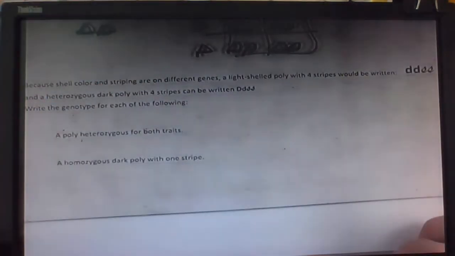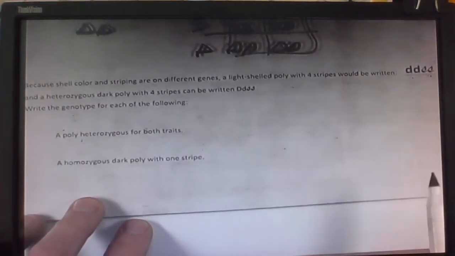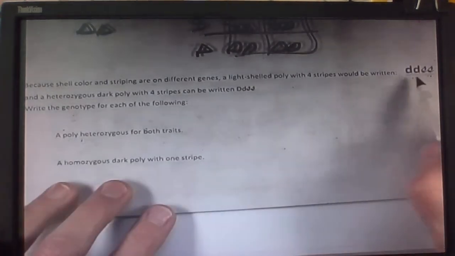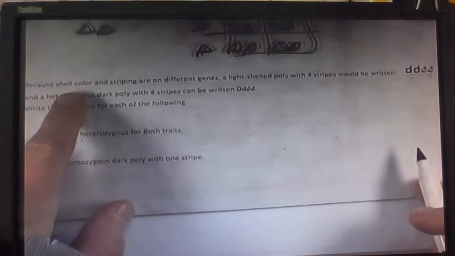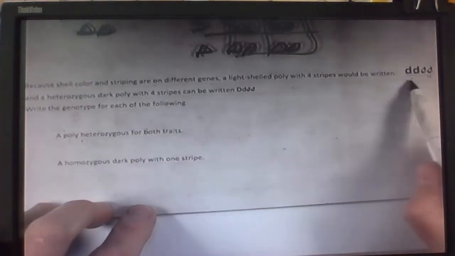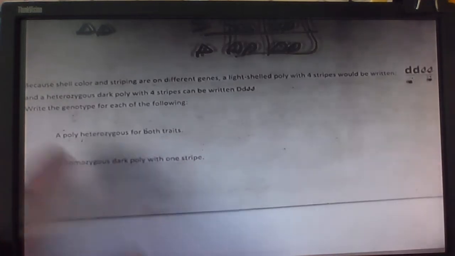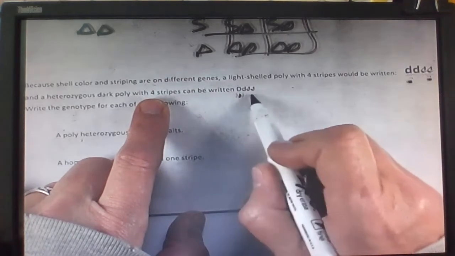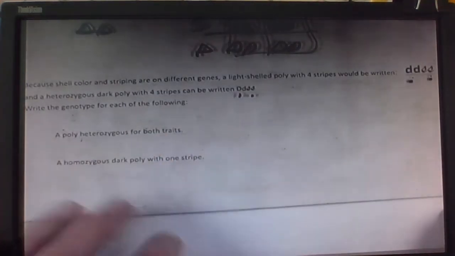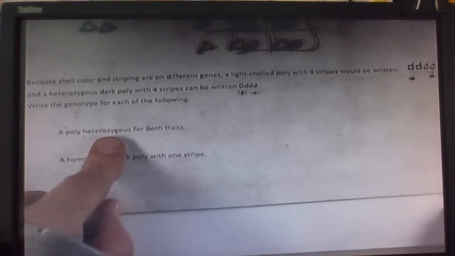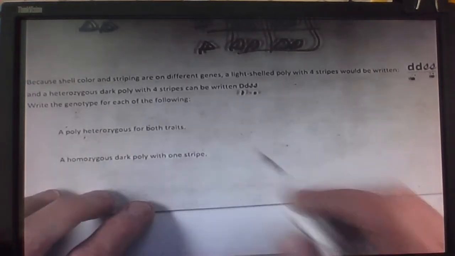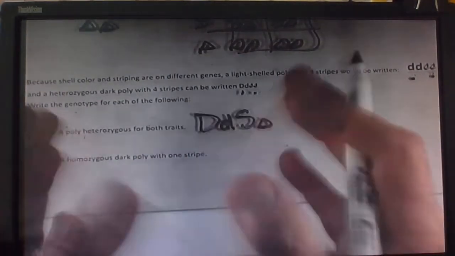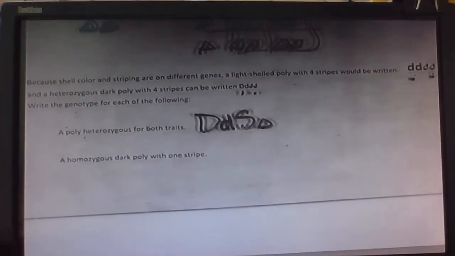But we are going to start looking at dihybrid. So di means 2. So we're looking at characteristics 2 at a time. So this is a dihybrid characteristic here. Shell color and striping are on different genes. So light shell, 4 stripes. Heterozygous dark roly-poly with 4 stripes: dark, heterozygous, 4 stripes. So you're writing the genotype for each of those. So a roly-poly heterozygous for both traits. Heterozygous means different, so we need it to be different for both traits, but it's written all together. So we're not separating these things out.